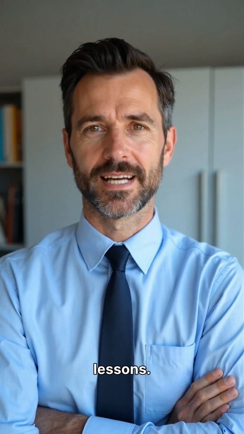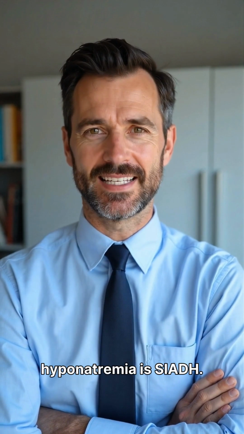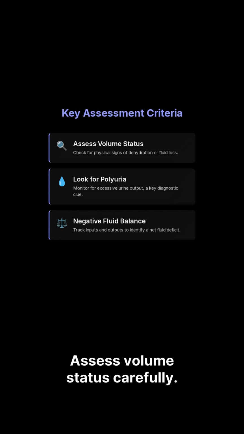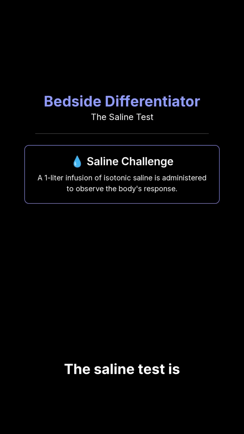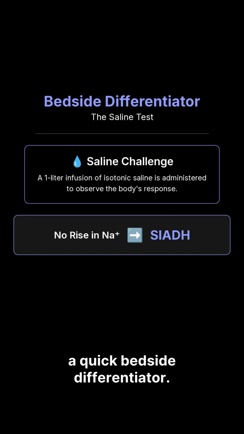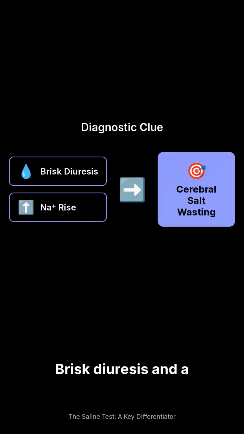Now, for the take-home lessons. Don't assume all post-SAH hyponatremia is SIADH. Assess volume status carefully. Look for polyuria and negative fluid balance. The saline test is a quick bedside differentiator. No rise in Na indicates SIADH. Brisk diuresis and a Na rise points to CSW.